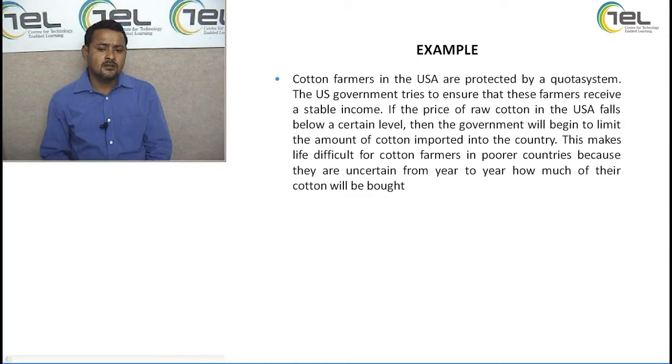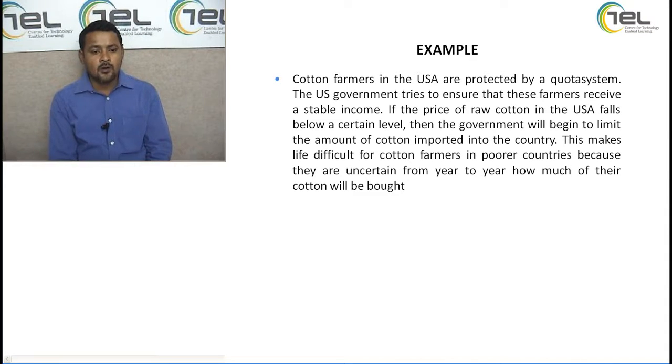For example, cotton farmers in the USA are protected by a quota system. The US government tries to ensure that these farmers receive a stable income. If the price of raw cotton in USA falls below a certain level, then the US government will begin to limit the amount of cotton imported into the country, because when more supply is available and there is less demand, price comes down. So by limiting the import amount, with demand remaining the same and supply being lesser, you can raise the price. This makes life difficult for the cotton farmers in the United States.